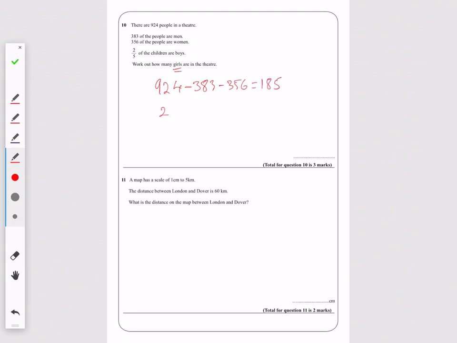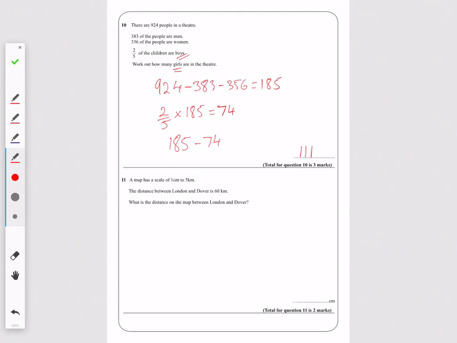And then 2/5 of 185, you just divide by 5 and times by 2. So divide by the bottom and times by the top, gives you 74. So 74 boys, because the 2/5 were boys. And then out of the 185 children, if 74 were boys, that would leave 111 girls.